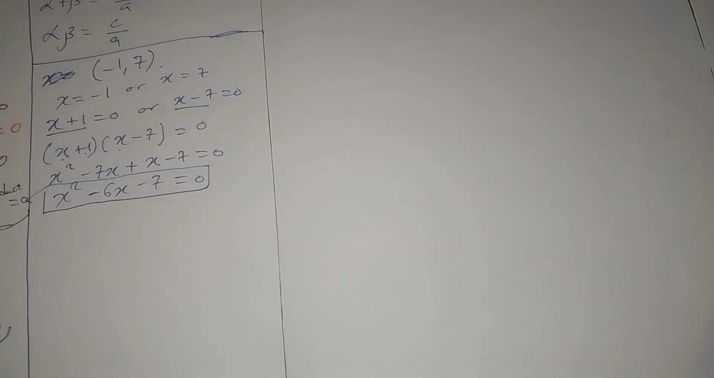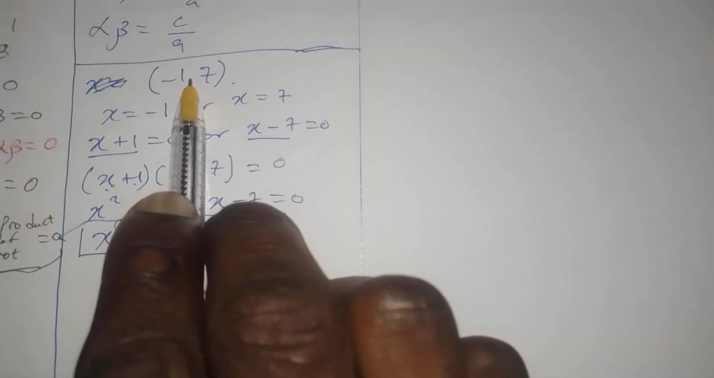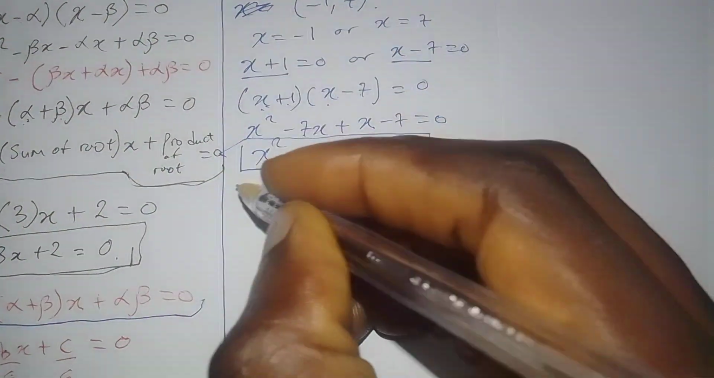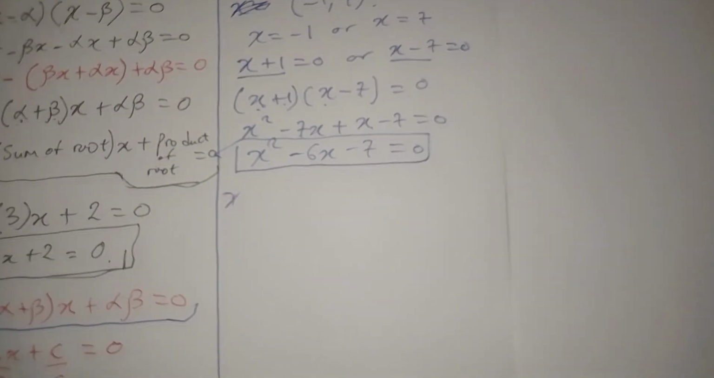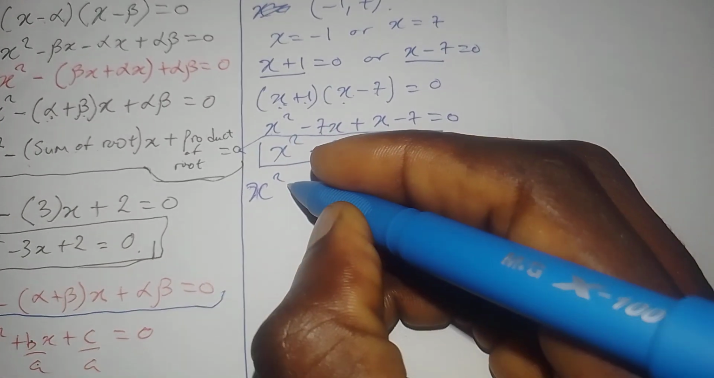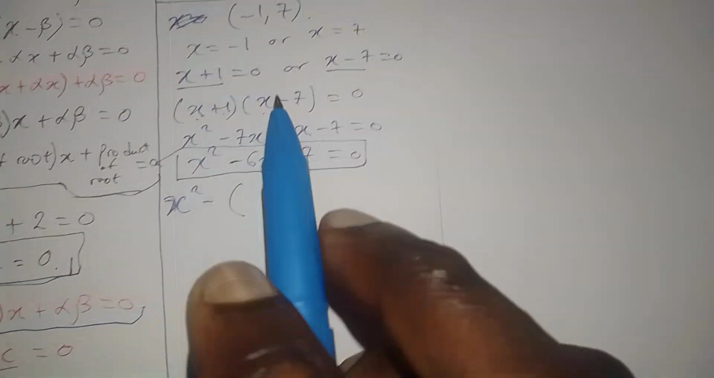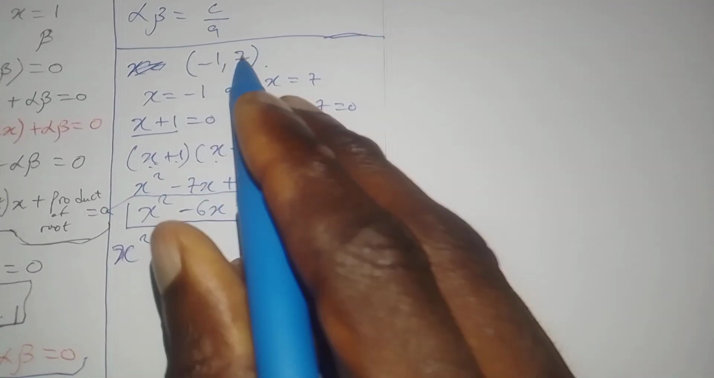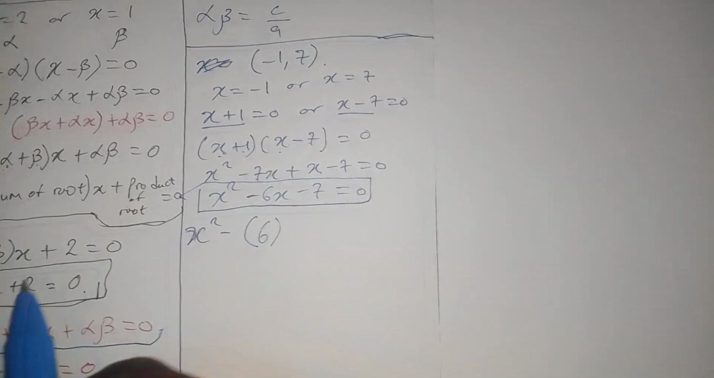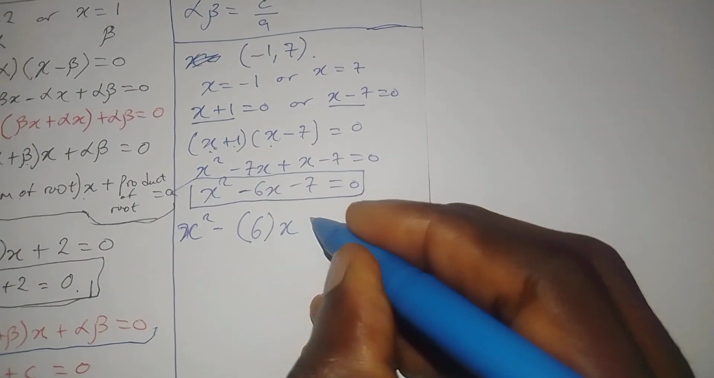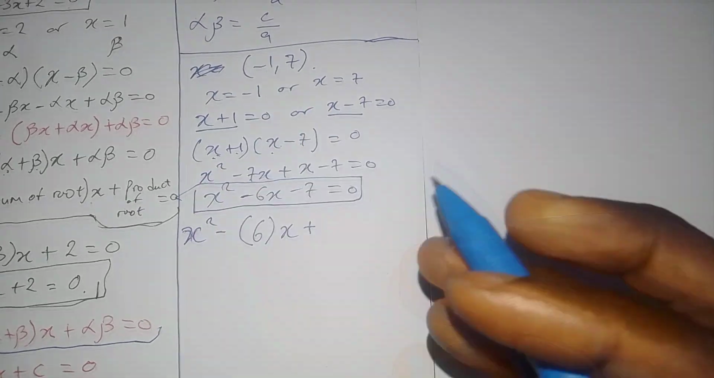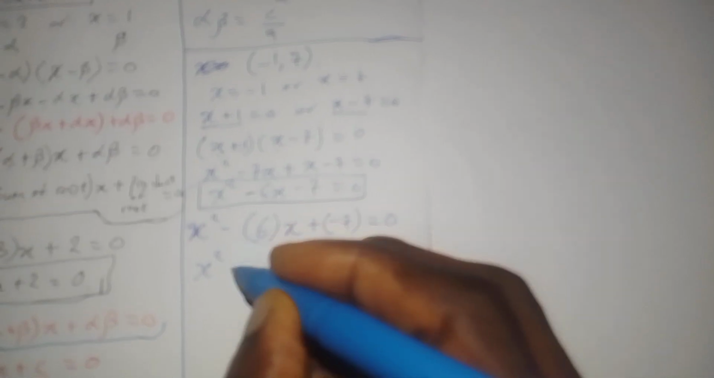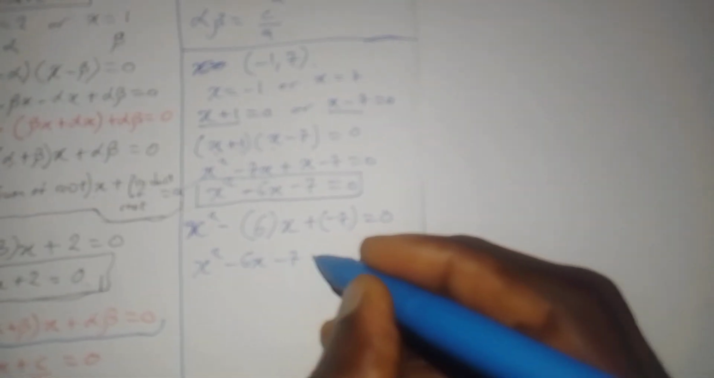Another method you can use to construct this quadratic equation is by using this formula. You say x square minus (sum of the roots). Let's add: minus 1 plus 7, that's 6, close bracket, x, plus the product of the roots, minus 1 times 7, that's minus 7, equals 0. That's x square minus 6x minus 7 equals 0.